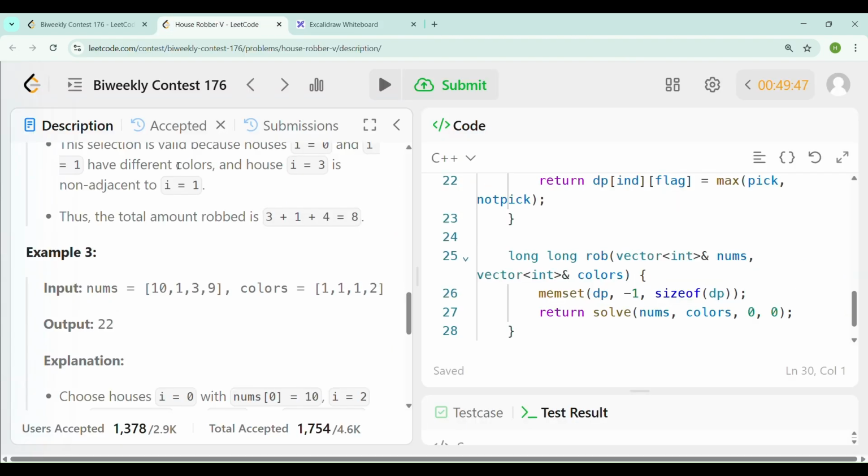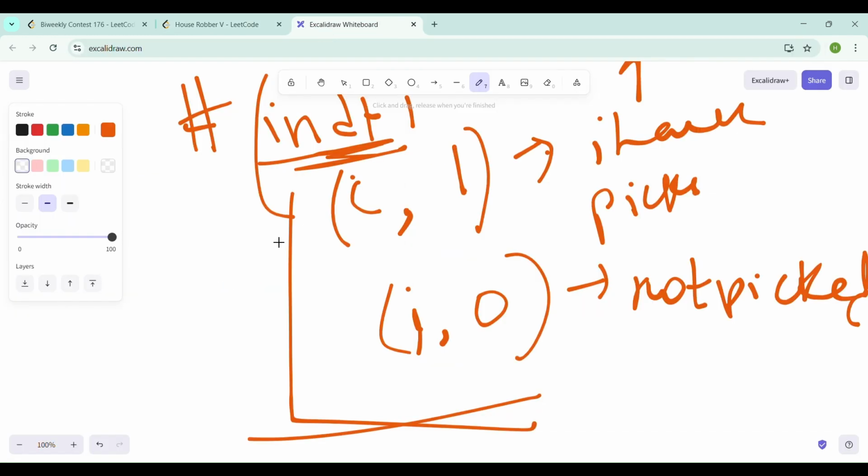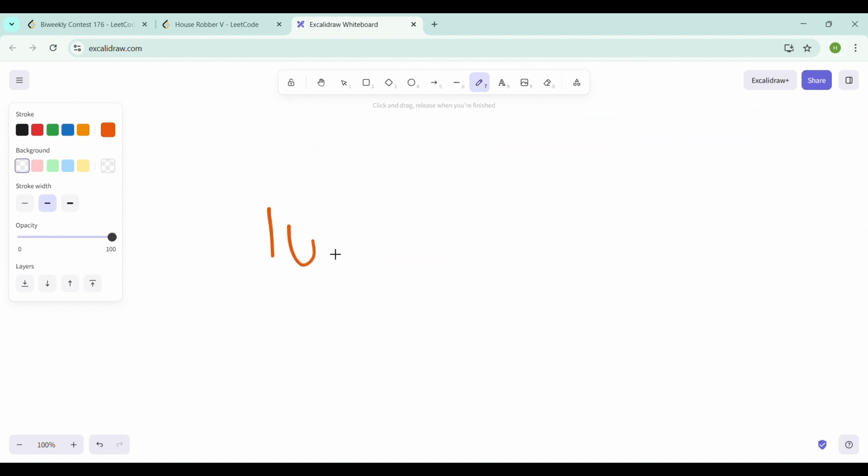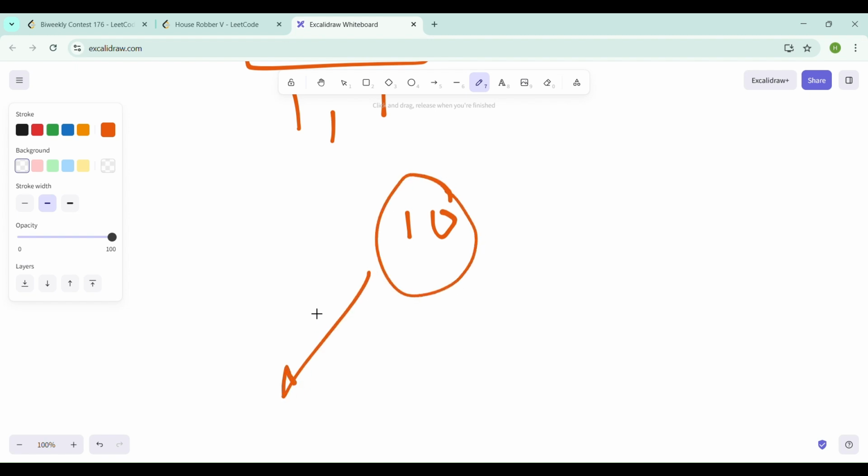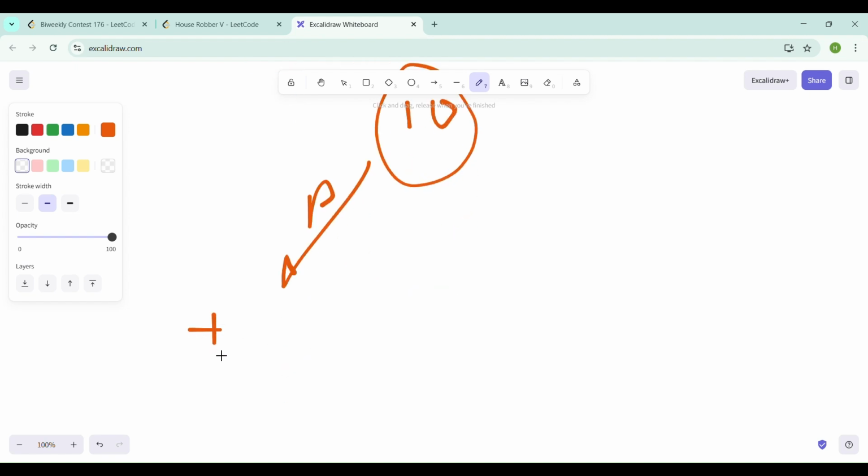Let's look at a small test case. Let's say I had only 10 and 1. I'm not solving the complete problem because the tree will be big. I hope you can understand this. So the values are 10 and 1, and both have the color 1 comma 1, just for the sake of understanding. So when we are at 10, let's say we pick this element, then you get a plus 10 and your flag becomes 1.